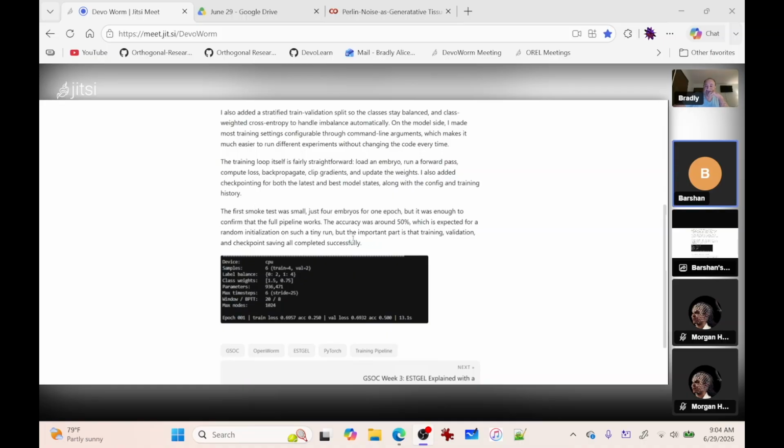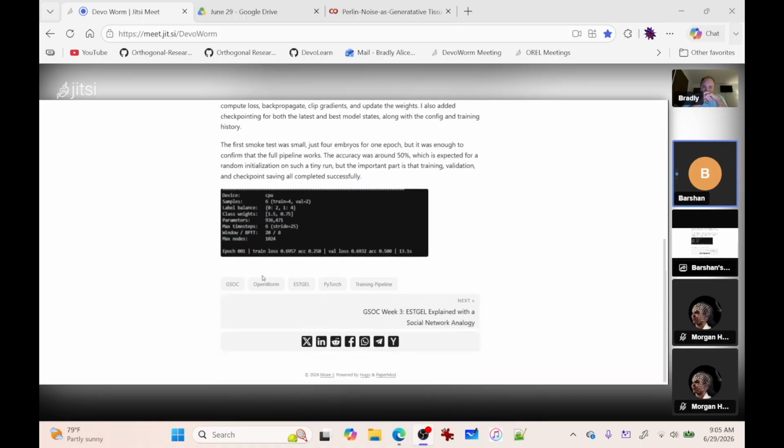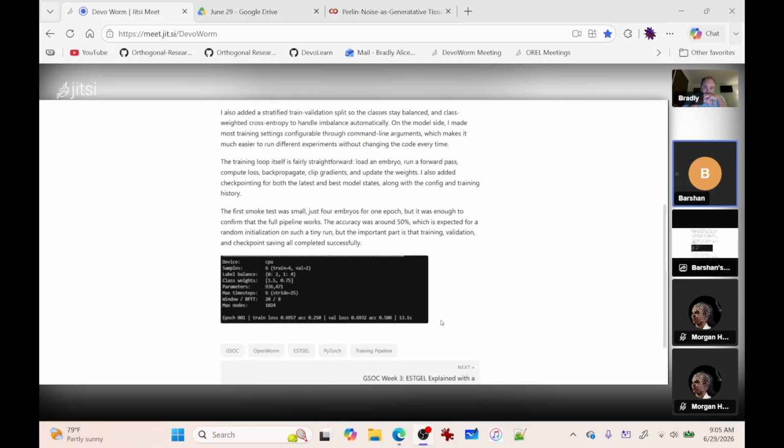The first mock test was small, just 4 embryos for one epoch, but it's enough to confirm that the whole pipeline works. The accuracy was around 50%, which is expected for a random initialization on such a tiny run. But the important part is that everything was running properly. As you can see, on the first epoch there was a train loss of 0.69 and an accuracy of 0.25 on the train dataset, and on validation it was 0.5. It ran for about 13 seconds for one epoch. So, yeah.